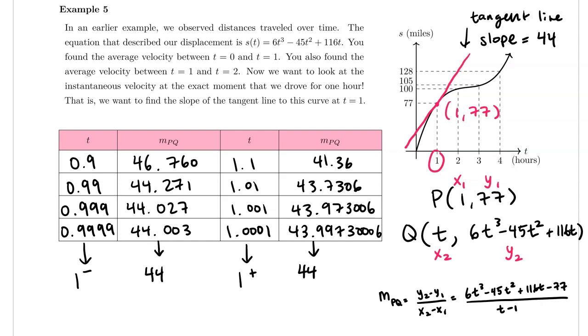But what does that mean in the context of this question? Well, that means that in the exact moment at 1 hour, Mr. Kwon was traveling 44 miles per hour. That was his instantaneous velocity at t equals 1.